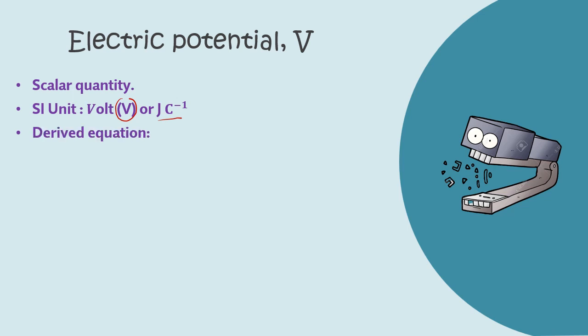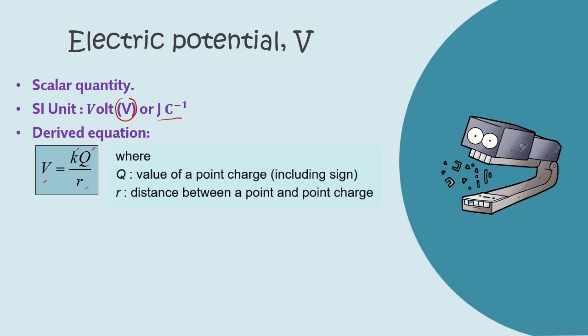And then another equation of the electric potential, or we call it the derived equation of the electric potential, which is V equal to K capital Q over R, where Q is the value of a point charge. It means that when you do the calculation, you must include the sign of the charge, and R is the distance between a point and the point charge.